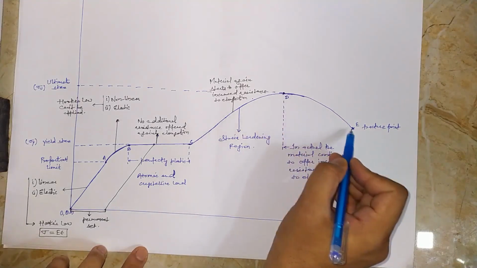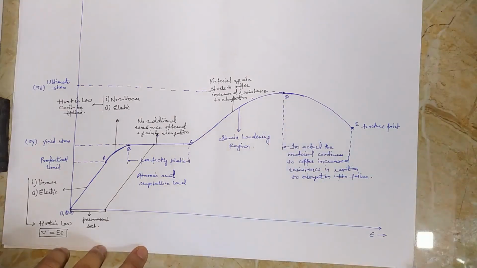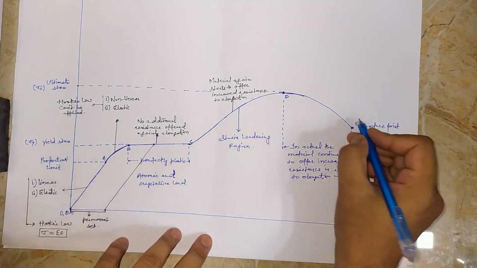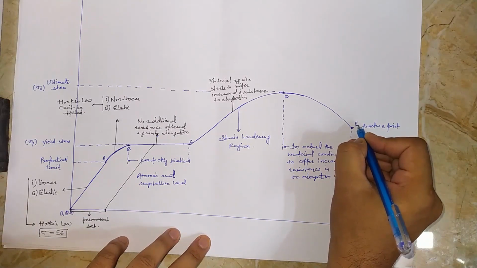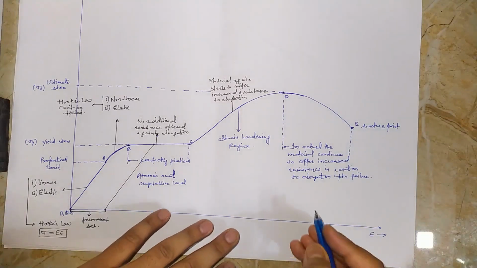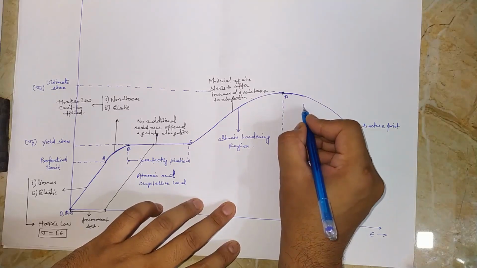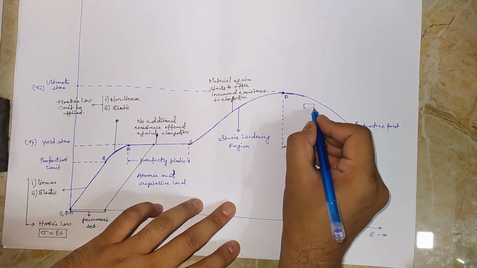But why do we get a negative curve slope between the stretch of the graph from D to E? That can be attributed to a phenomenon called necking. Now what is necking?